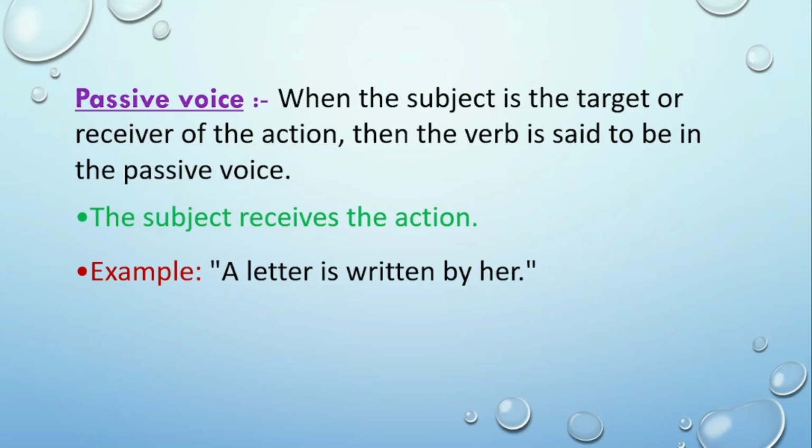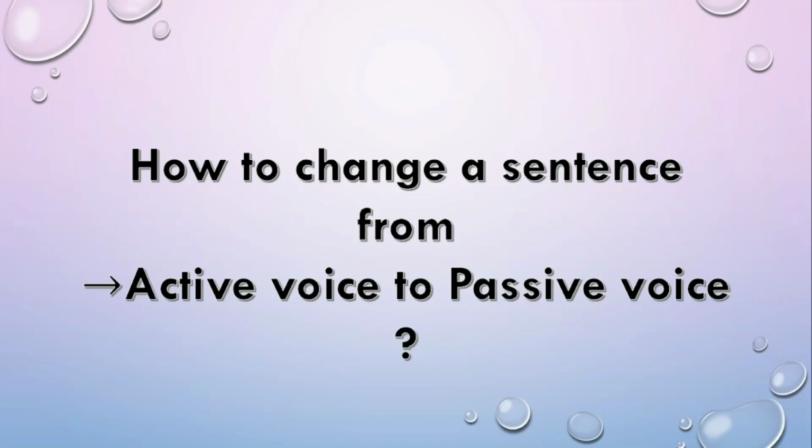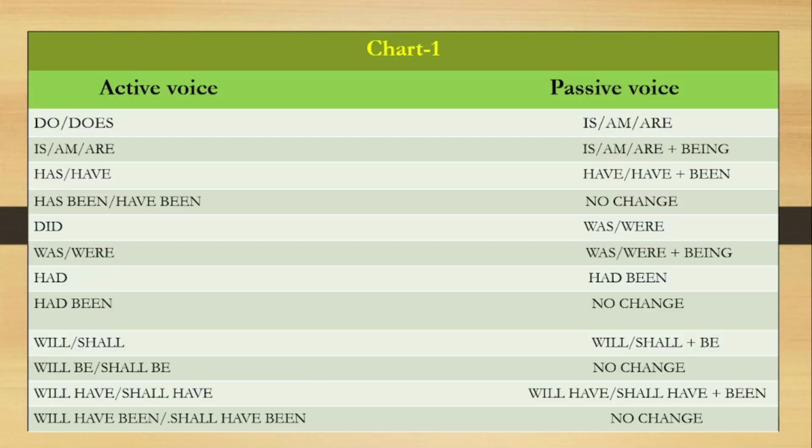So, your main question is how to change a sentence from active voice to passive voice. For that, you have to learn two charts. Your first chart is this: when we change an active voice sentence into passive voice, we will have to change the helping verb into its passive voice form.